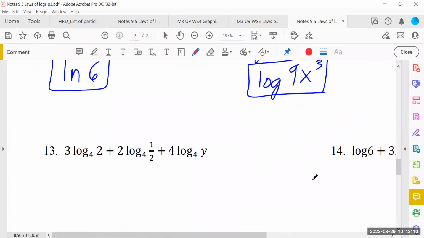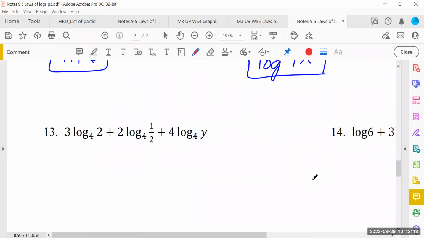Let's have you guys do a couple of these, and then I'll give you some time to work on the homework. Number 13. What do I do with this 3 right here? Let's get someone that's here today. Nope. Oh, not here anymore.